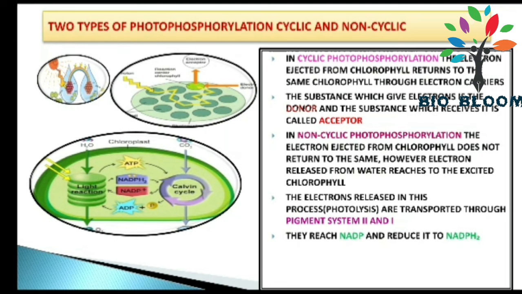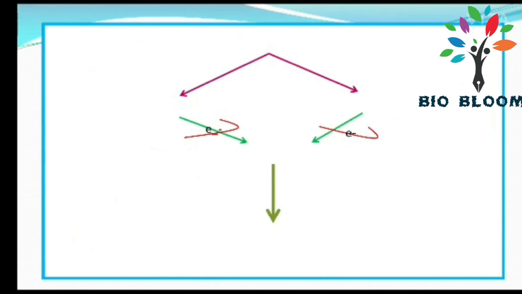And in this photophosphorylation process, photolysis of water takes place, where protons and electrons are released, and then oxygen is released into the atmosphere. The proton is used to convert NADP into its reduced form, and the electron is also used for the excitement of the chlorophyll molecules. Next, let us come to another slide.